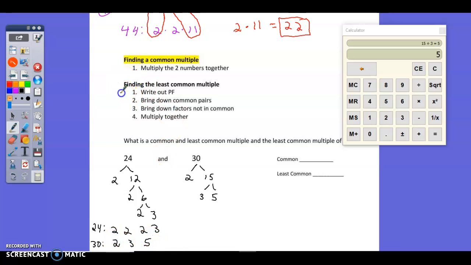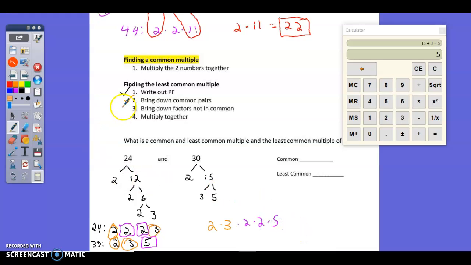All right, so that was step 1, write out the prime factorization. Now bring down all the common pairs. So if we look at this, the common pairs that we have, a 2, so I'm writing that over here, and we have a 3. So 2 times 3 would be our first common pair. All right, so that's step 2. Step 3 would then bring down all factors not in common. So we have another 2, and a 5. So times 2 times 2 times 5.